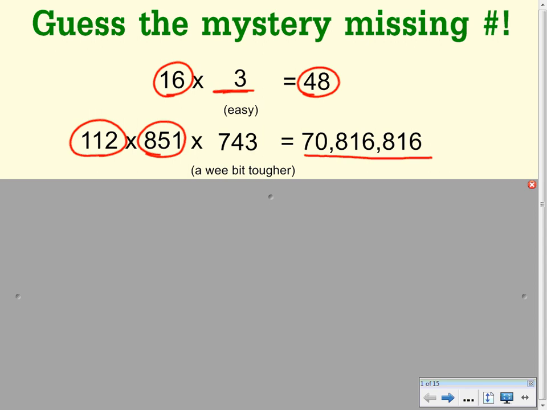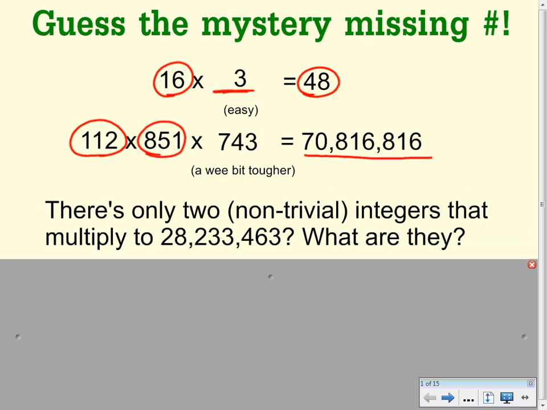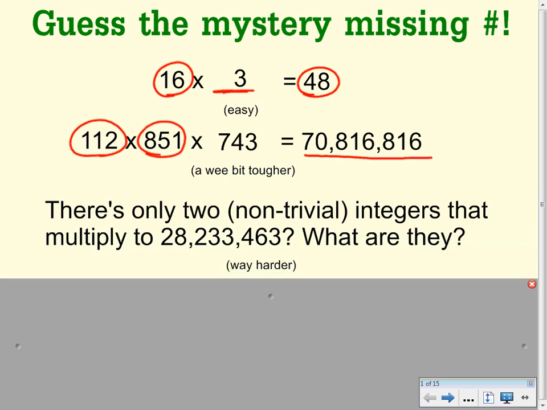All right, I got a tougher one now. There are two integers that multiply to 28,233,463. Now, by non-trivial, I mean just not including 1 times 28,233,463. All right, two integers that multiply to that number. This is the key to the internet, believe it or not. I'll give you a few seconds. You can pause the video if you need more time.